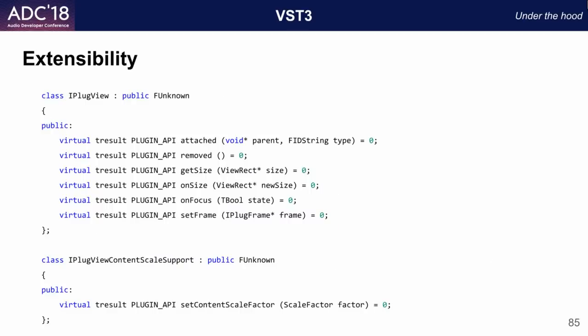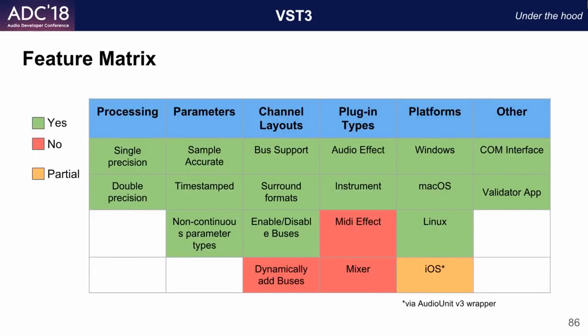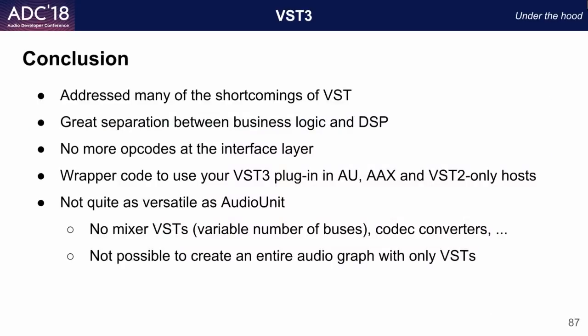Extensibility, well, that's kind of built into COM. I'm not going to go much into this. I'm kind of running out of time. And the feature matrix, well, it's getting a lot greener. It's not quite as flexible as audio units. But yeah, it runs on all the platforms. You have a nice little COM interface, a validator app. You can even run it on iOS, with this audio unit V3 exporter that I just showed. So yeah, it's pretty nice. It addresses many of the shortcomings, the wrapper code and just what I mentioned. It's not quite as versatile as audio units. So you couldn't really write a mixer VST with VST3.